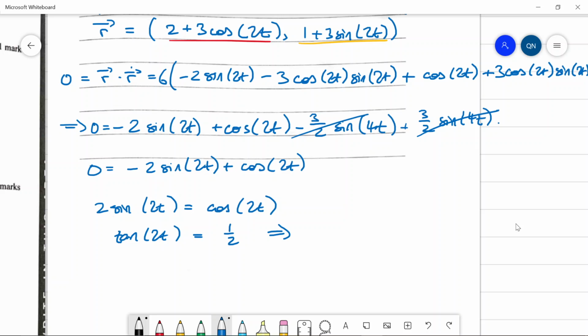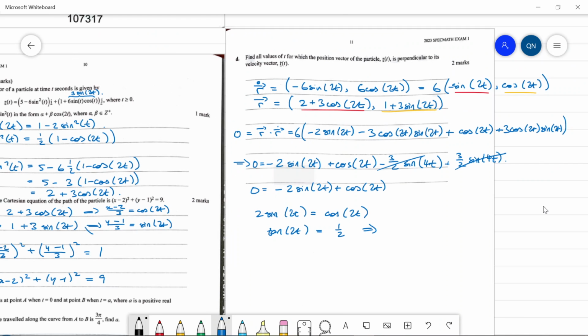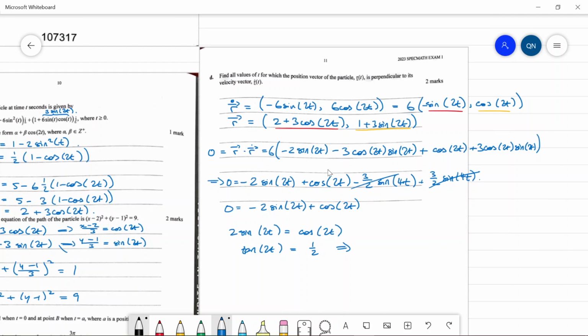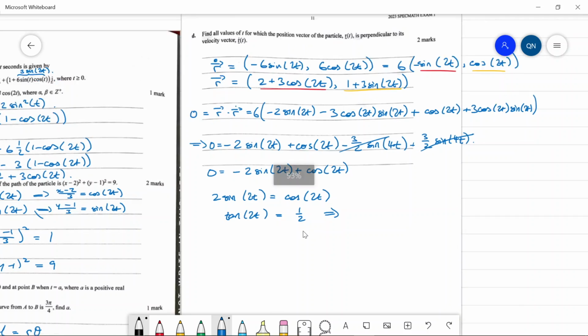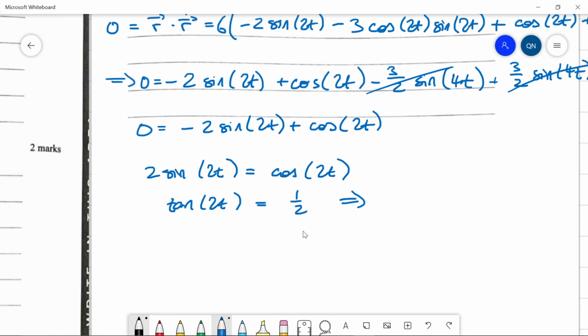Let me check my working again. So we have r of t, and the 6 is gone. So we have, yes, -2 sine 2t, and then plus a cosine of 2t. That should be it there. Maybe I'll have to write it in terms of arctangents. Who knows? So if you take a look at the tangent, here's the unit circle, and we want a gradient of 1/2, pretty much. Here's a gradient of 1/2.